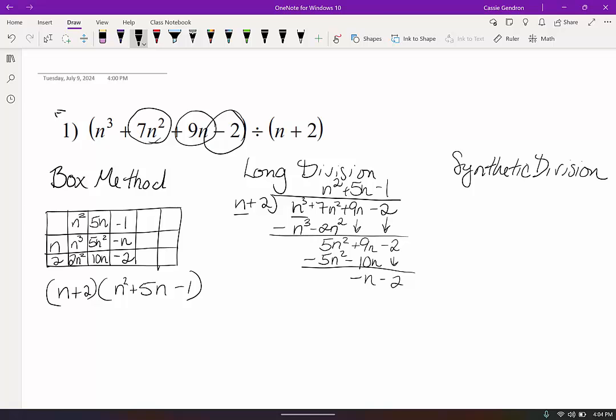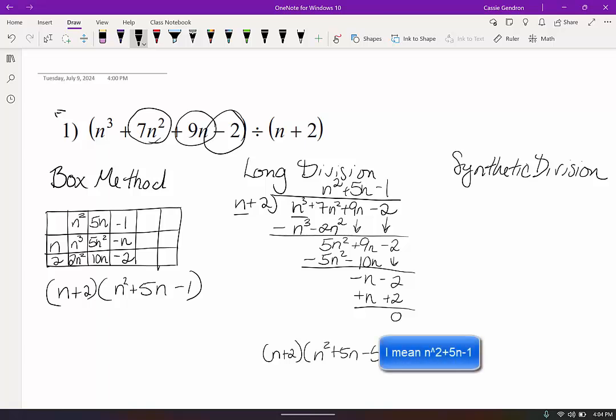1 times n is negative n. Negative 1 times 2 is negative 2. Subtract, change the signs. That is 0, no remainder. So that becomes n plus 2 times n squared plus 5n minus 1. Same result, different technique.